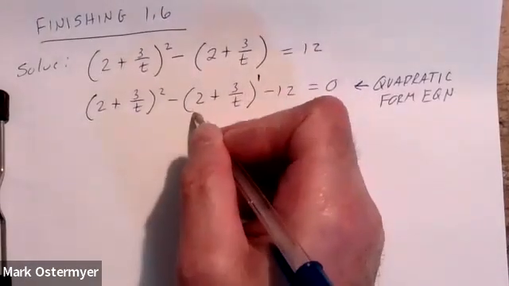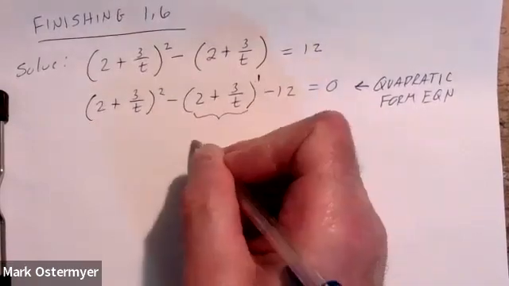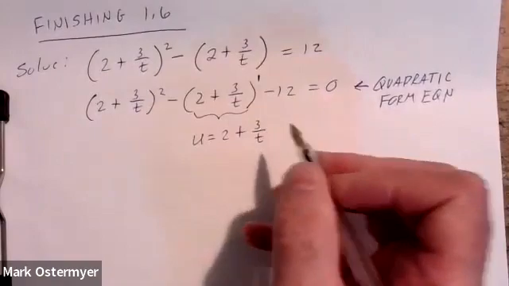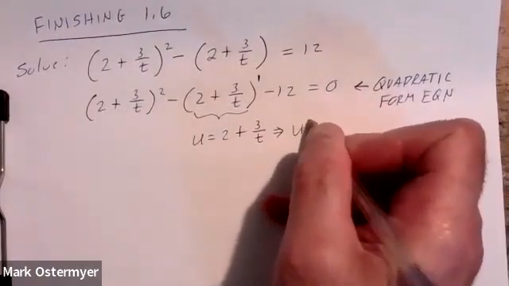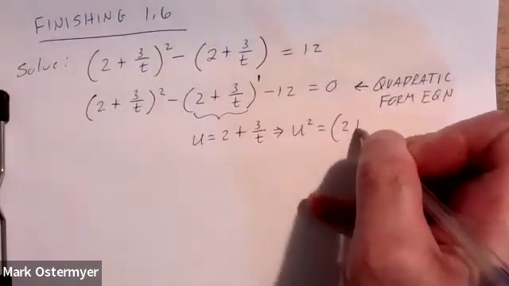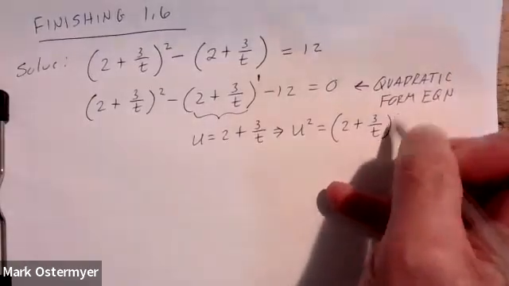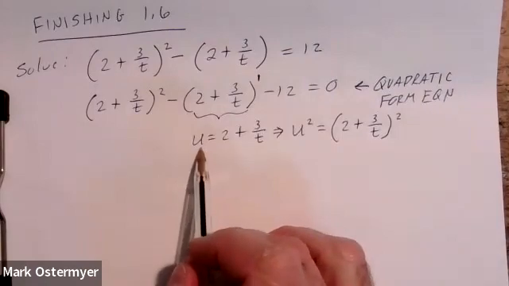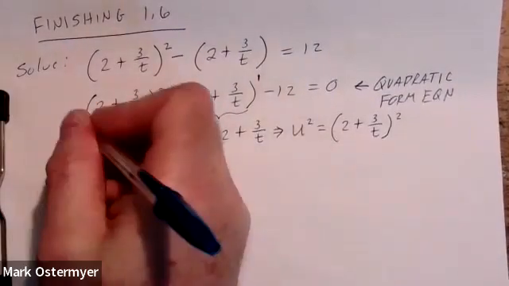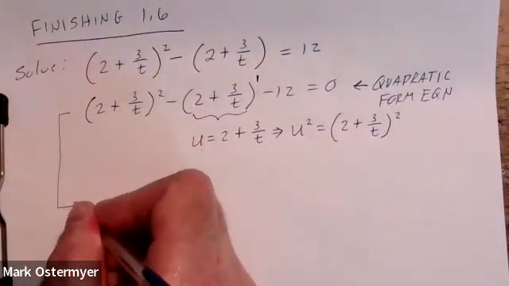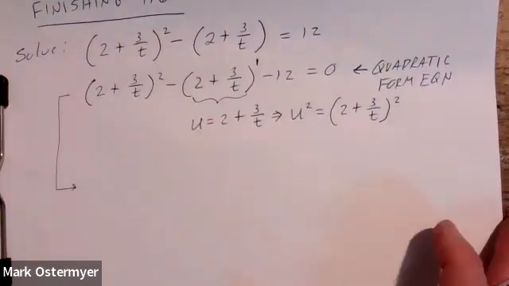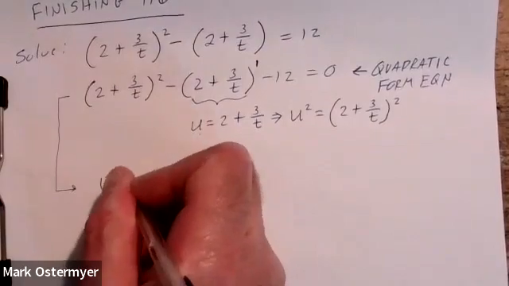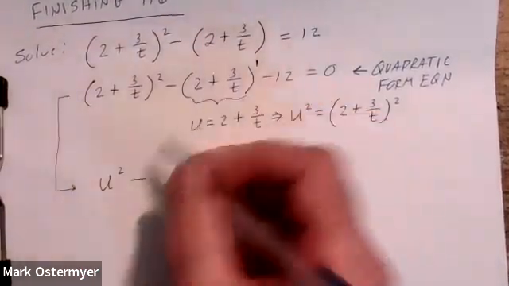So what I'm going to do is I'm going to let the variable u be equal to this guy right here, 2 plus 3 over t. And if that's the case, then this would imply then that u squared is going to be equal to 2 plus 3 over t quantity squared. Now, having made my u assignment here, I'm going to make my u substitution and reduce this quadratic form equation down to a quadratic equation in the variable u. So this term is going to be replaced with u squared. This is going to be replaced with u.